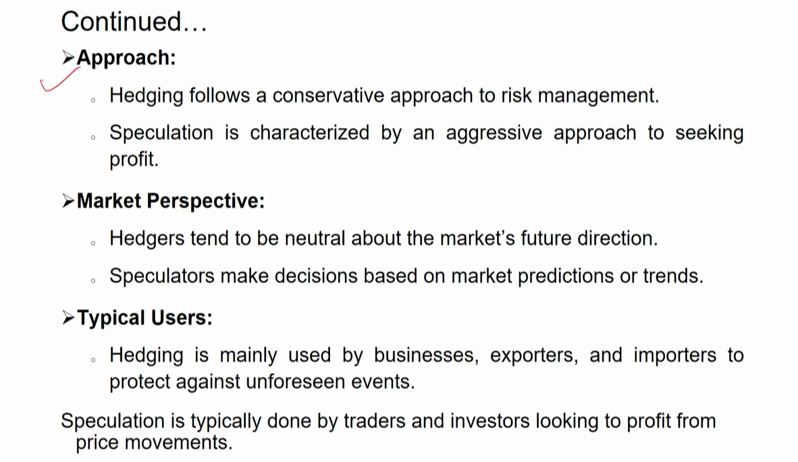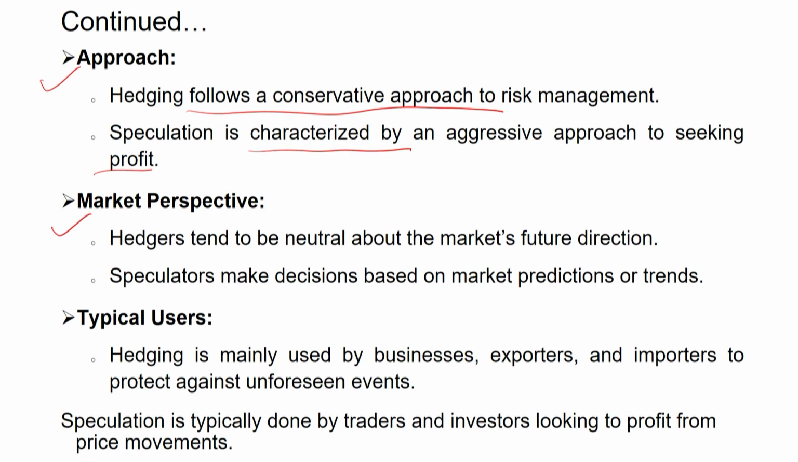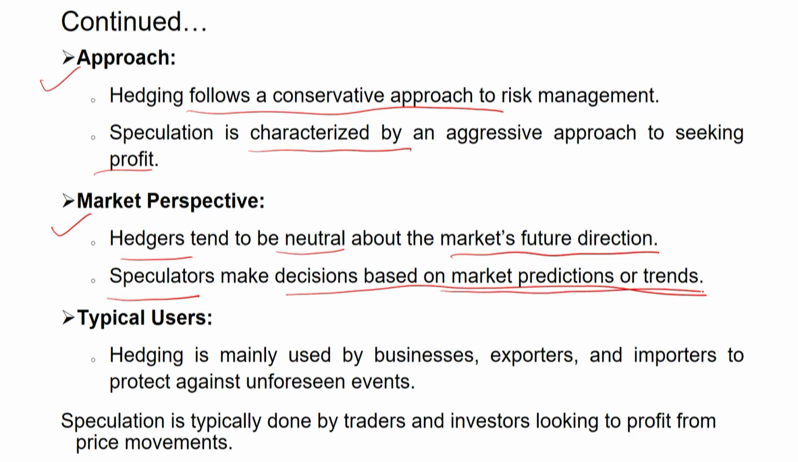Now, on the basis of approach, if we differentiate the two concepts, hedging follows a conservative approach. That means it aims at risk management, whereas speculation is characterized as an aggressive approach. That means it aims at taking risk and enhancing the profits involved in the trading procedure. On the basis of market perspective, hedgers basically need to be neutral about the future market direction of prices, whereas speculators make decisions based on market predictions or trends. So they seek higher profits by taking risks that may be predicted by market trends.